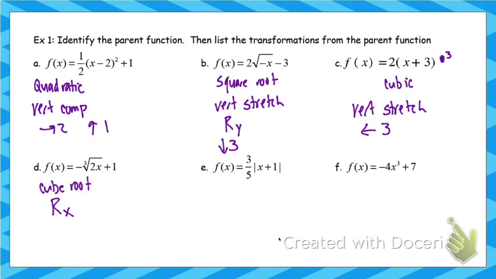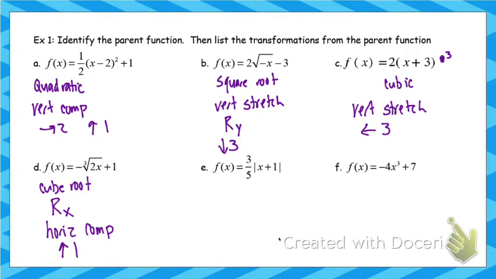The 2 that's on the inside is going to be a horizontal, either stretch or compression. Since it's greater than 1, that is a horizontal compression. And that's probably the hardest transformation to remember, because it's backwards from what you think it's going to be. And then finally, that plus 1 is outside of that radical, so that is going to be a shift up 1.